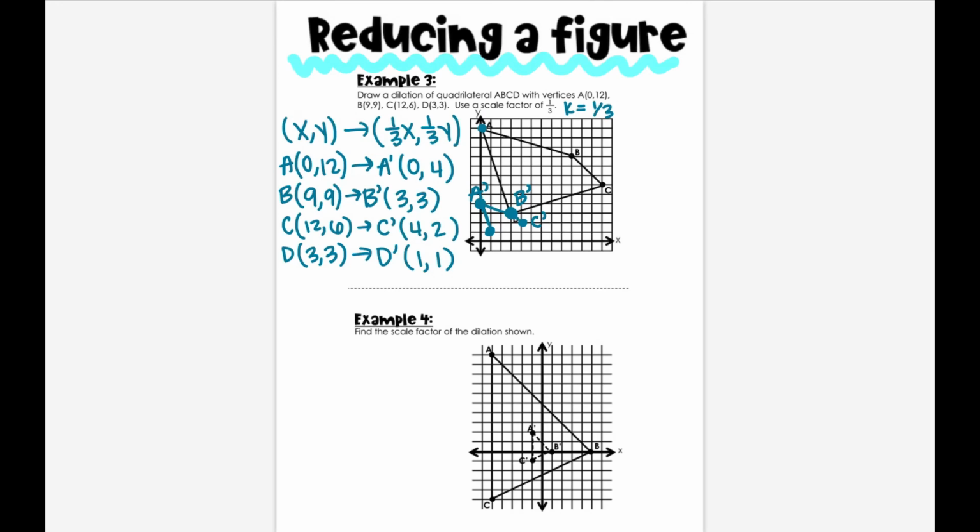Now this figure looks a little bit oddly shaped because it's so small, but that's okay. It's the same shape, it's just 1/3 of the size of the original one.